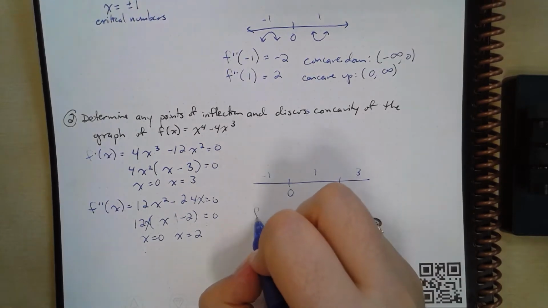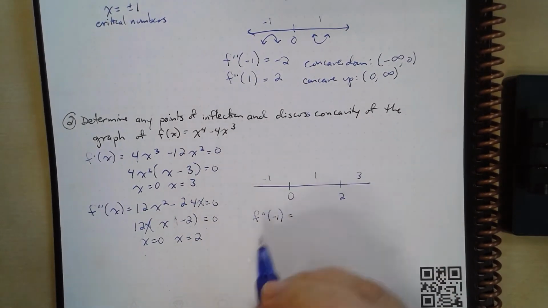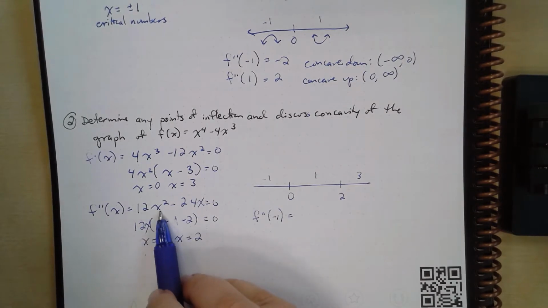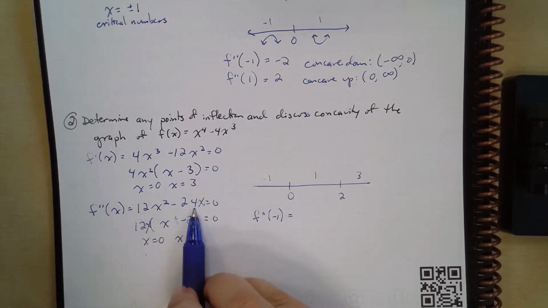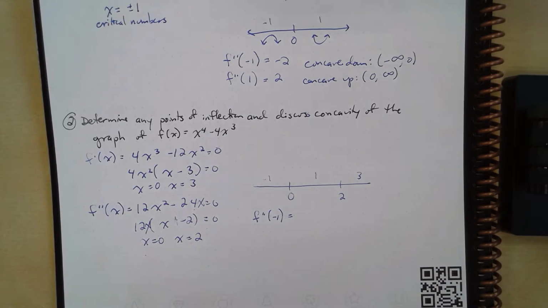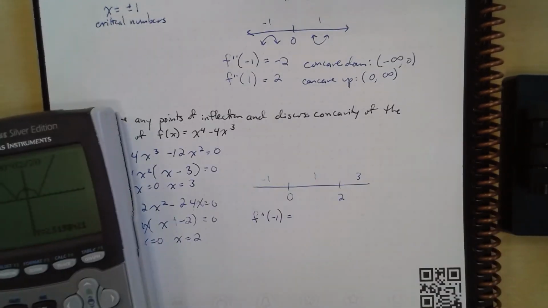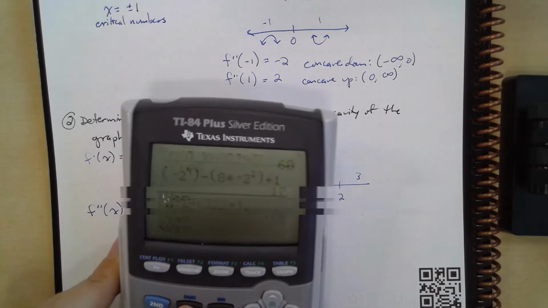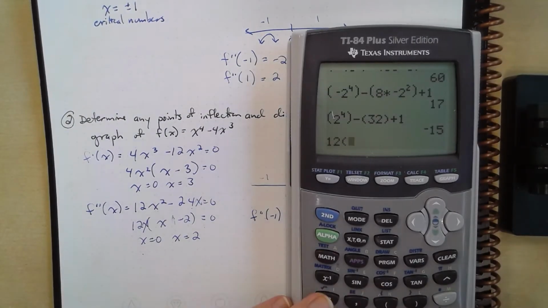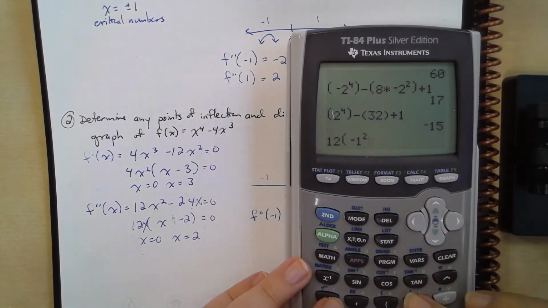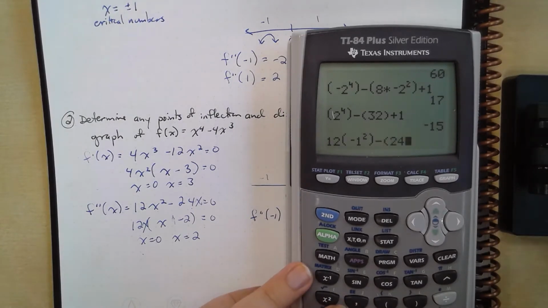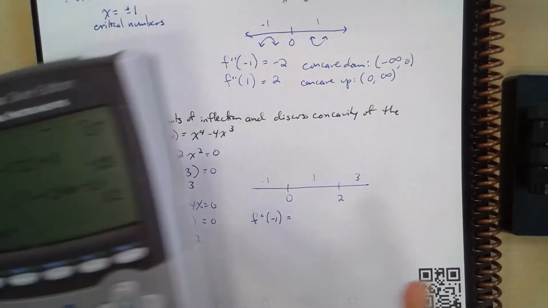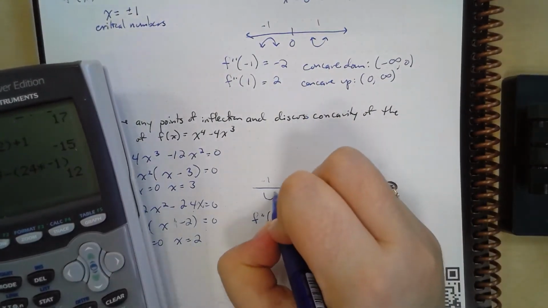Okay, so f double prime of -1 is going to be positive, so we're going to have 12 plus 24. Ugh, I'm so lazy. I'm just going to do it in the calculator again. Why do I do this? It's not very good teaching, but honestly. So 12 times -1 squared minus 24 times -1. I get a positive 36. So I thought that's what it was. Anyway, so that's concave up.